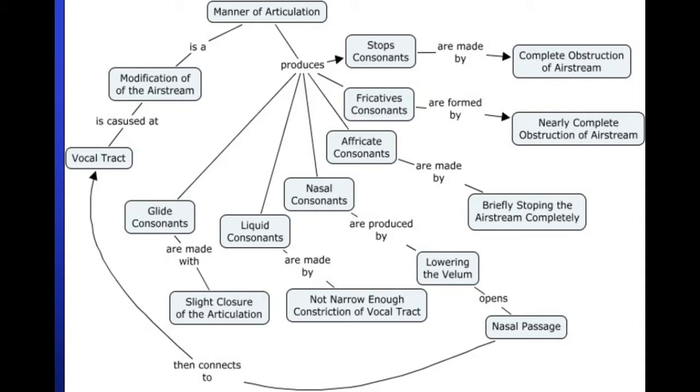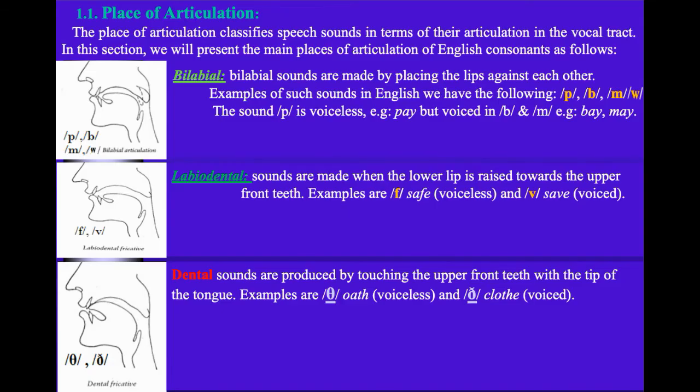They are called liquid because the air is passing through both edges of the tongue, like in producing l and r. Glide consonants are made with a slight closure of the vocal tract. They look like the gliding vowels, the diphthongs, in which you have movement from one place to another one. The same happens when you produce y and w. Sometimes they are called semi-vowels because they look like vowels, but with a different place of articulation.